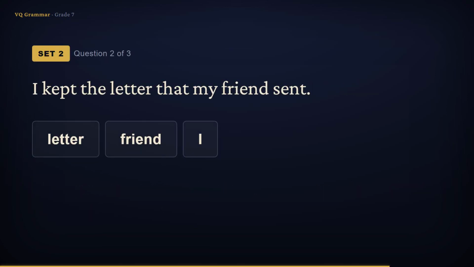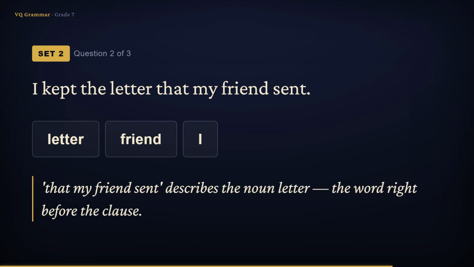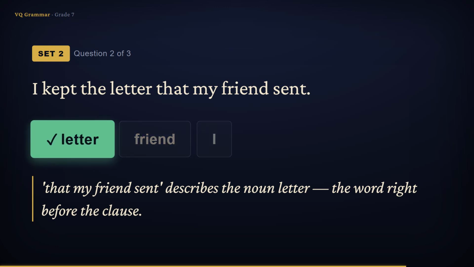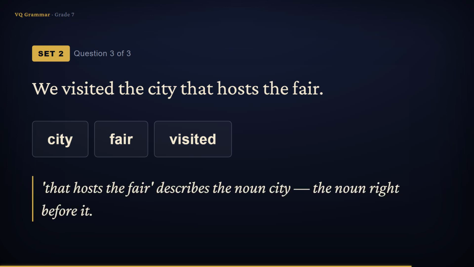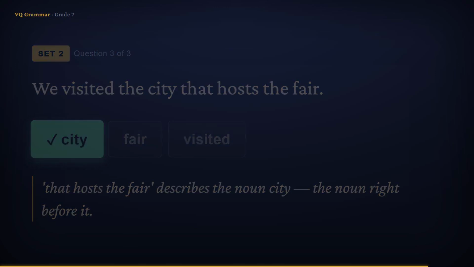I kept the letter that my friend sent. The clause "that my friend sent" describes a noun. Which one? The letter. It tells which letter I kept. Friend sits inside the clause, so it isn't the answer. So the answer is letter. We visited the city that hosts the fair. The adjective clause is "that hosts the fair." Which noun does it describe? The city, telling us which city we visited. Fair is inside the clause itself, so it's not the answer. So the answer is city.